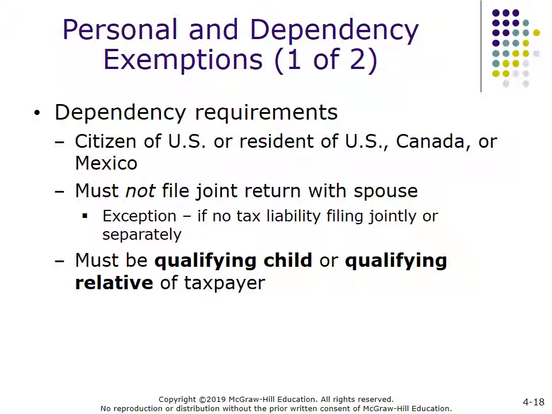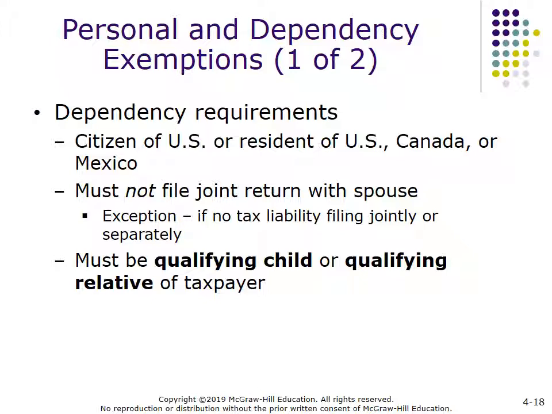The other test is that if the potential dependent is married, they cannot file a joint tax return with their spouse. If the only reason they filed a joint tax return with their spouse is to get a refund of all of their money, meaning they would have no tax liability, they have none, then they do not fail this test. Let's give you an example.